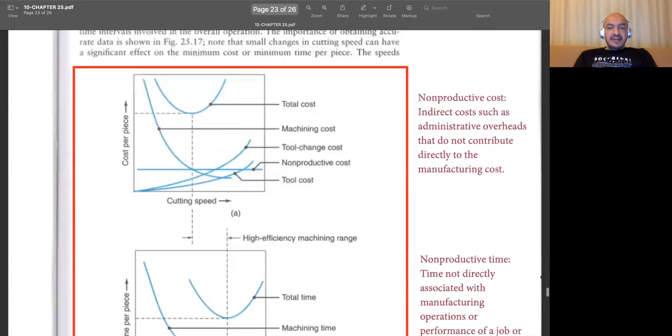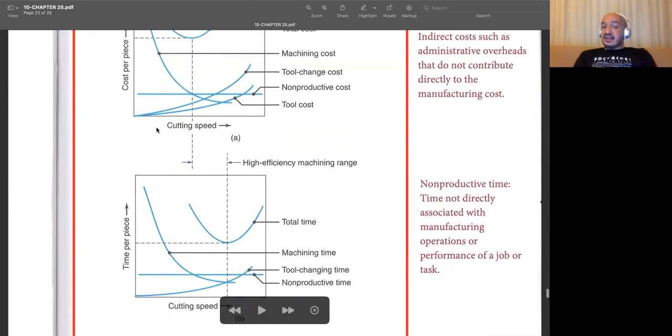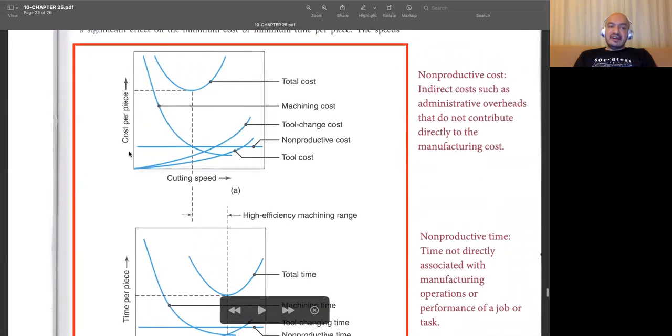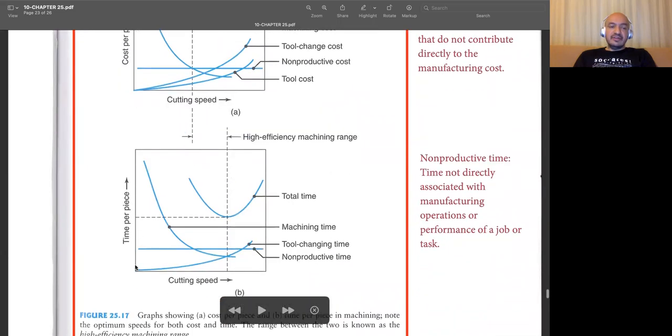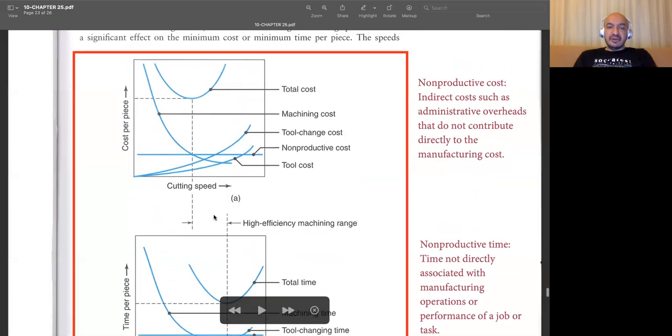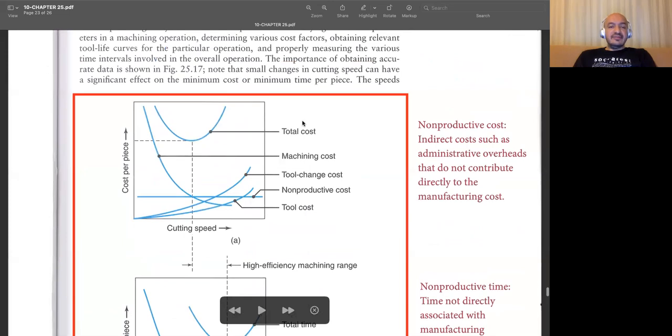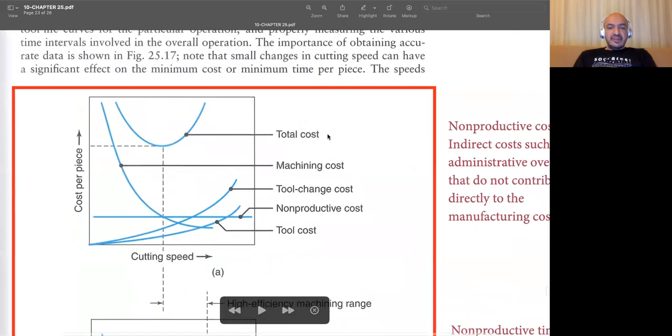On these plots, we have cutting speed on the horizontal axis. In the first one, we have cost per piece on the vertical axis, and in the second one, on the vertical axis, we have time per piece. So this one is about cost, and the second one is about machining time. Now let's focus on the first one.